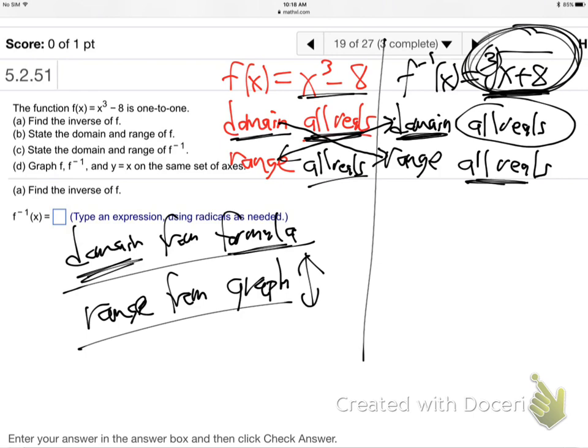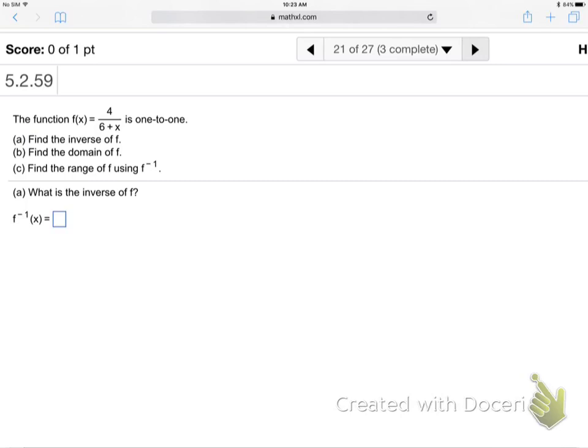Questions? It's going to get a lot. 21. All right, so we got the original function, 4 over 6 plus x. So go ahead and find its inverse. Let's start with that, and then its domain and range for both. And it won't be all reals, will it? What's the domain of that one? The domain? X can't be negative 6, right? Negative 6 would make that denominator 0.